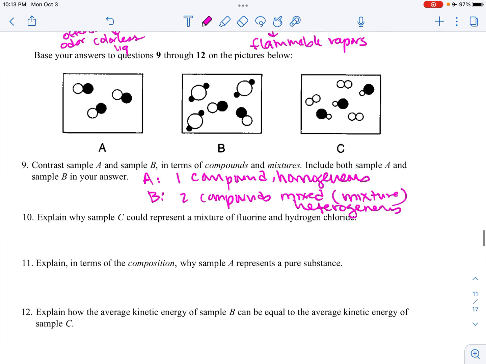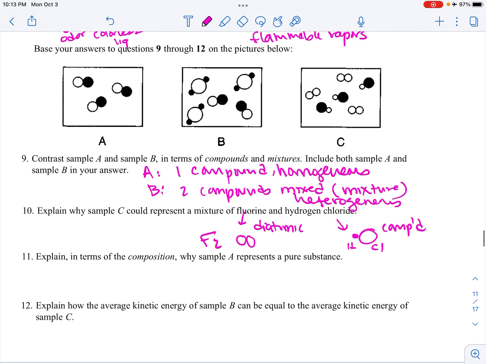Explain why sample C represents a mixture of fluorine and hydrogen chloride. So fluorine is diatomic, something like that. Hydrogen chloride would have a hydrogen and a chlorine. So explain why it could represent a mixture, because we have a diatomic and we have a compound.